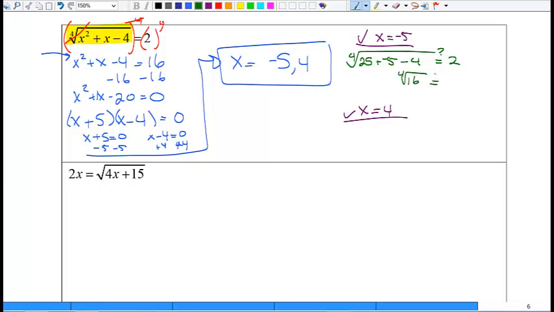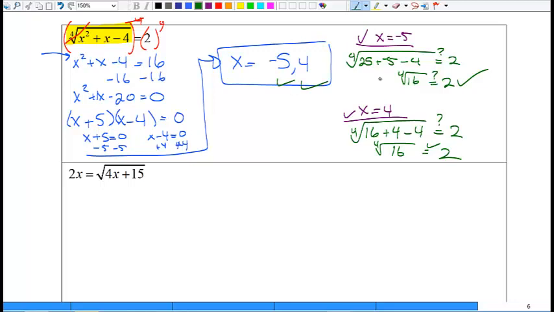Is the fourth root of 16 equal to 2? Well, yes, it is. So let's check 4. The fourth root of 4 squared, well, that's just 16, plus 4 minus 4 is supposedly equal to 2. So it's the fourth root of 16 plus 4 is 20, minus 4 is 16. Well, guess what? That is equal to 2. The fourth root of positive 16 is positive 2. Both of these work out.